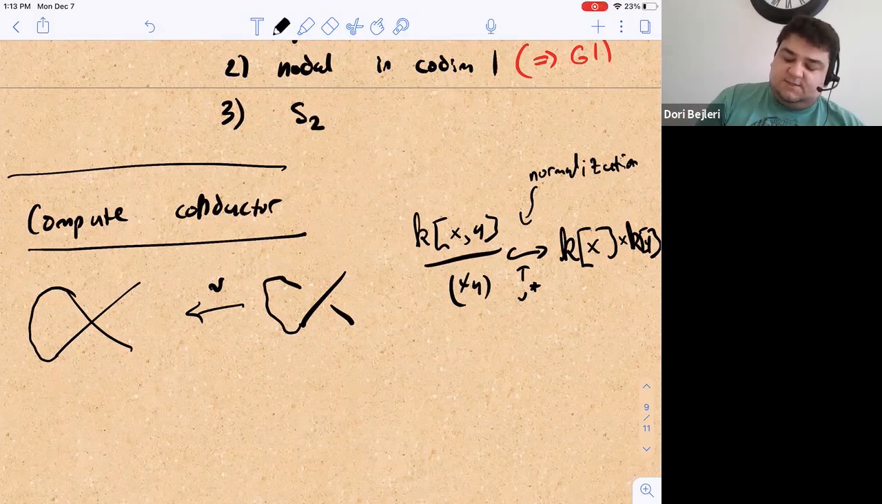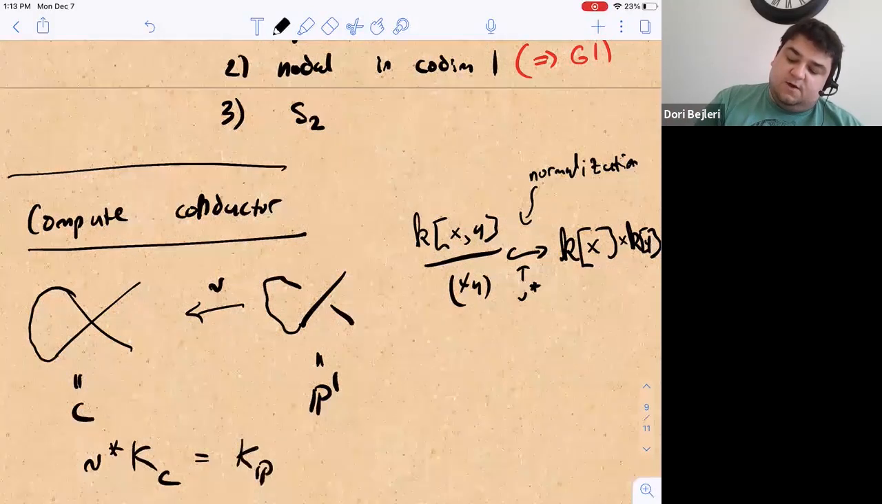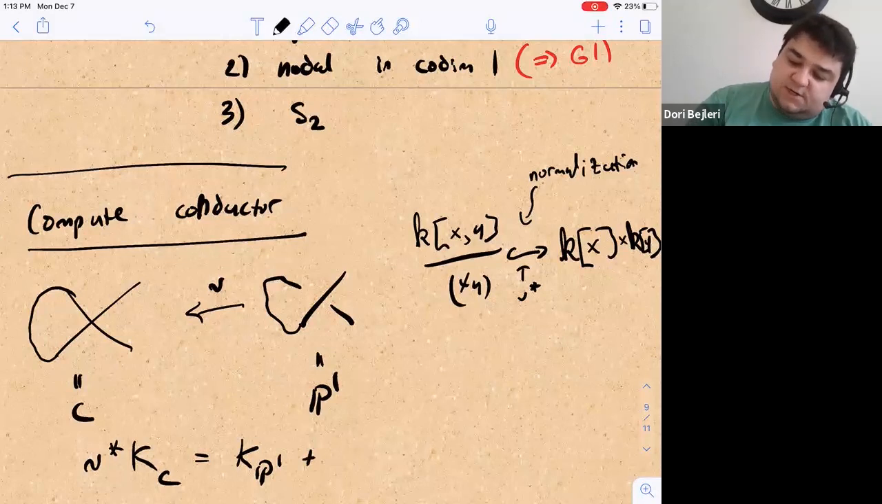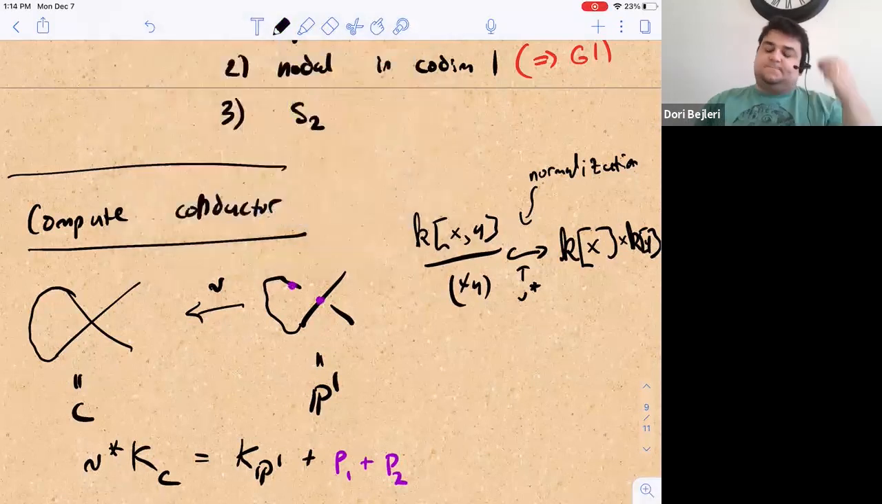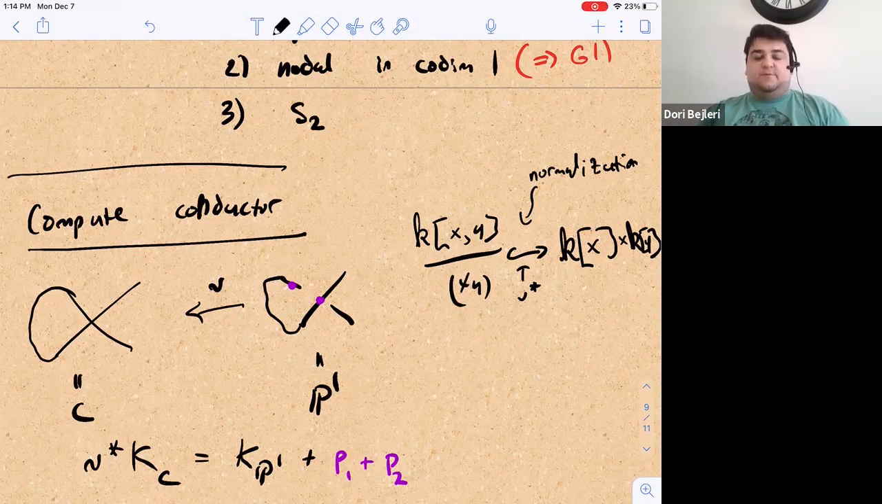So if you compute it in this example, let's call this C. Its normalization is P1. Then the pullback of the canonical of C is the canonical of P1 plus some correction term. And what's that correction term? Well, we already saw it in an example for adjunction. It's the sum of the 2 points that are glued together to give you the node. And the thing to note is that they're reduced points. They come with multiplicity 1. And they're exactly the points you glue together to produce your non-normal singularity.